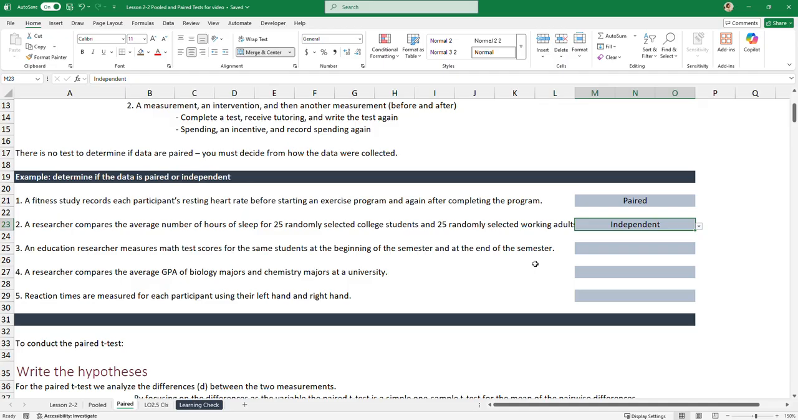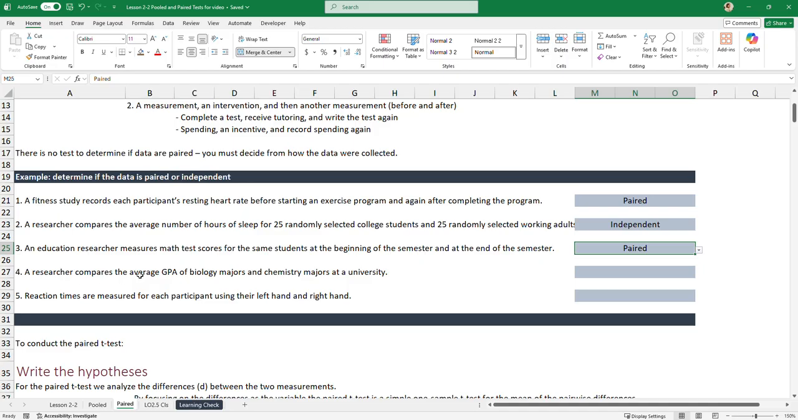For number 3, we have an education researcher measuring math test scores for the same students at the beginning of the semester and again at the end of the semester. Again, this would be a before and after test, which means it is paired data for the same students.